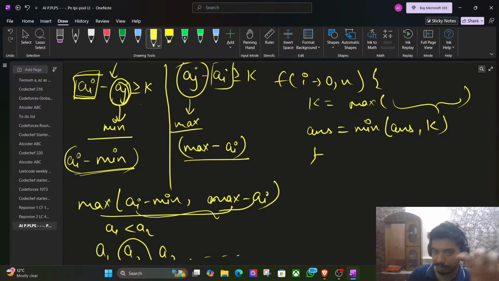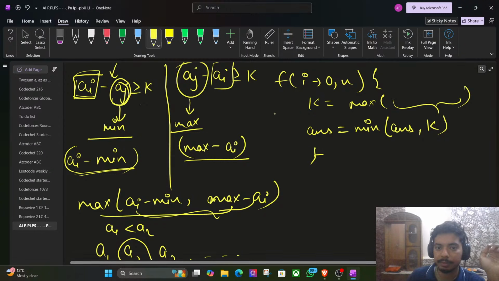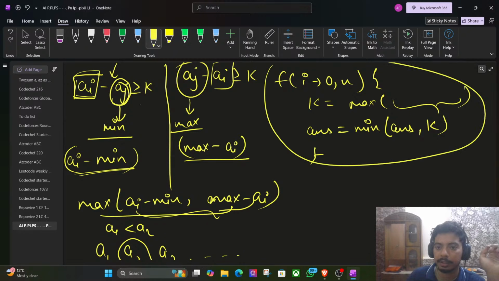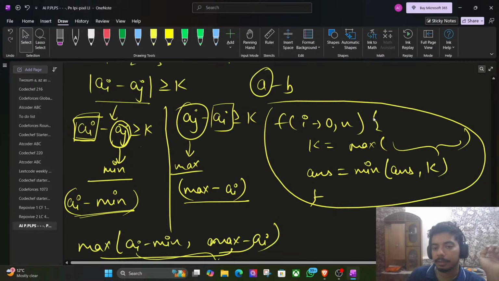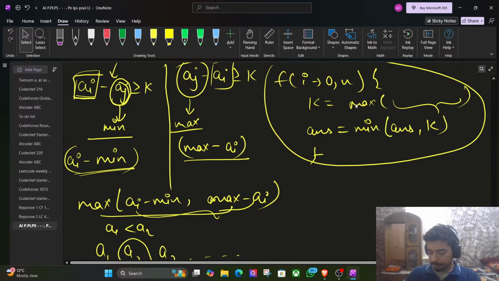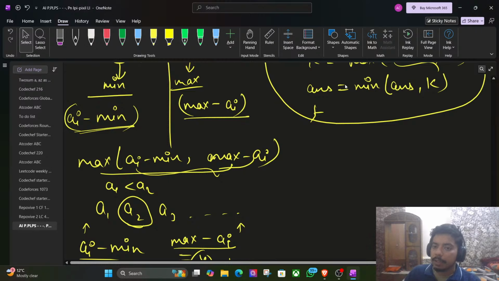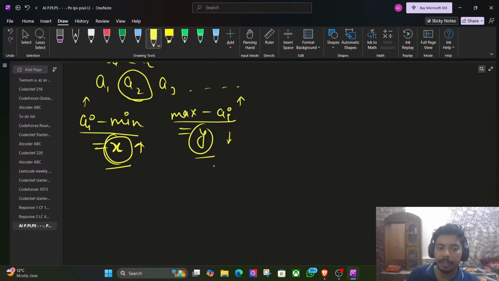So this is the code. This 4-line code is your problem number C. You always take the minimum because it keeps on decreasing, and your k depends on this term also.